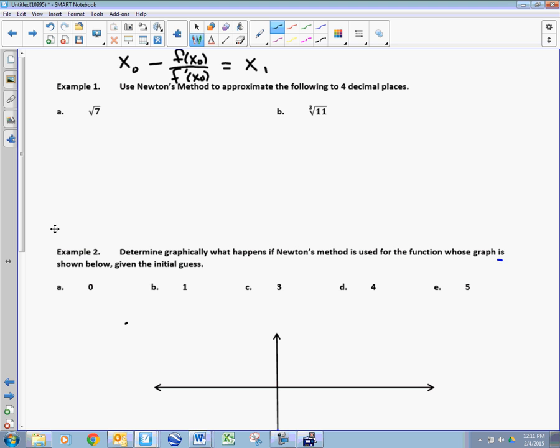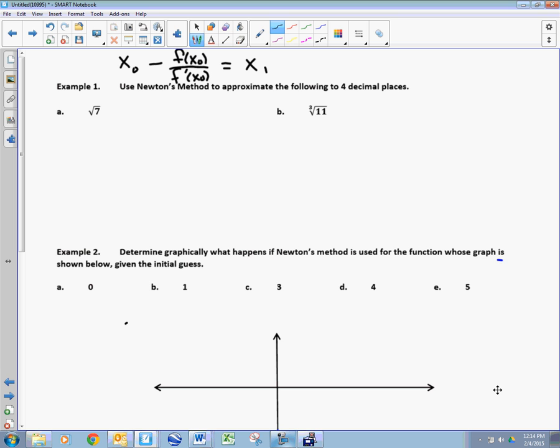That's Newton's method. What I find amazing right now is that it's frustrating. Okay, use Newton's method to approximate the following to 4 decimal places. So now I'm going to show you how we get it right to 4 decimal places, and we're going to do it rather quick. First of all, we need a function.